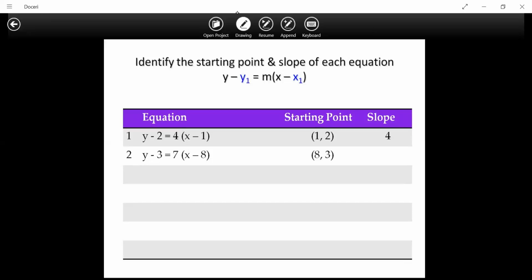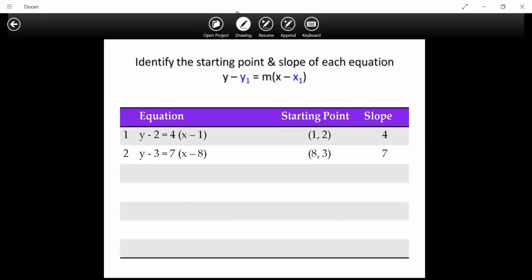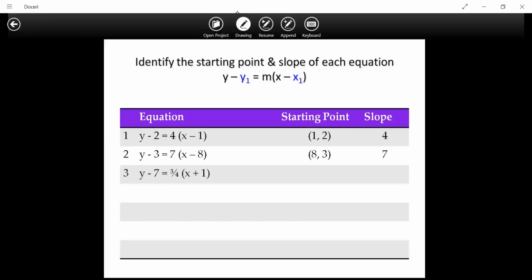Okay, what's my slope? 7. Beautiful. Graph the point, graph the slope. Okay, here we go. Here's number 3. Try number 3.